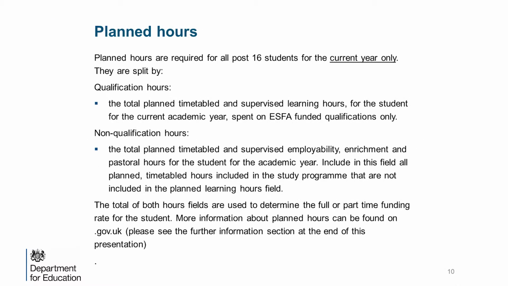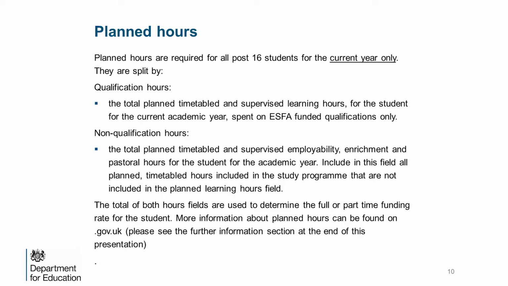The planned hours returned on the census are split into 2 categories, recorded as qualification hours for planned learning hours and non-qualification hours for planned employability, enrichment and pastoral hours. Qualification hours are the time in a study programme that is spent working towards the achievement of a qualification that is approved for teaching of 16 to 19-year-olds under Section 96 of the Learning and Skills Act 2000. Non-qualification hours are time that does not count towards the qualification.